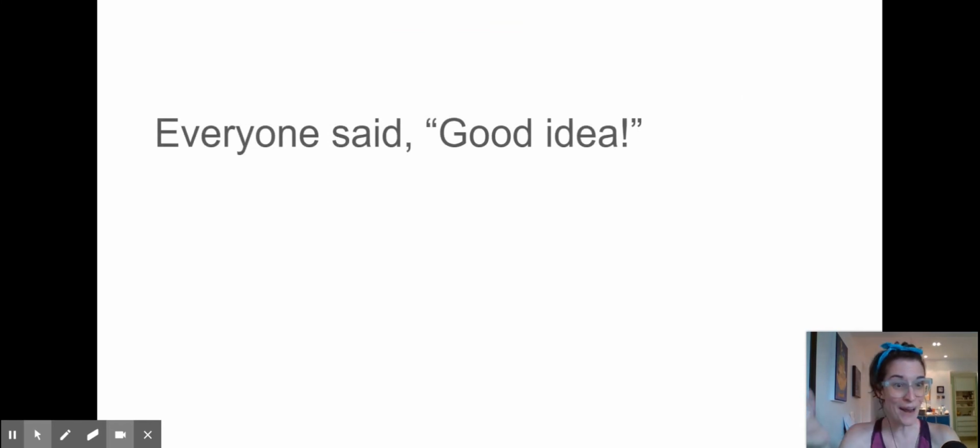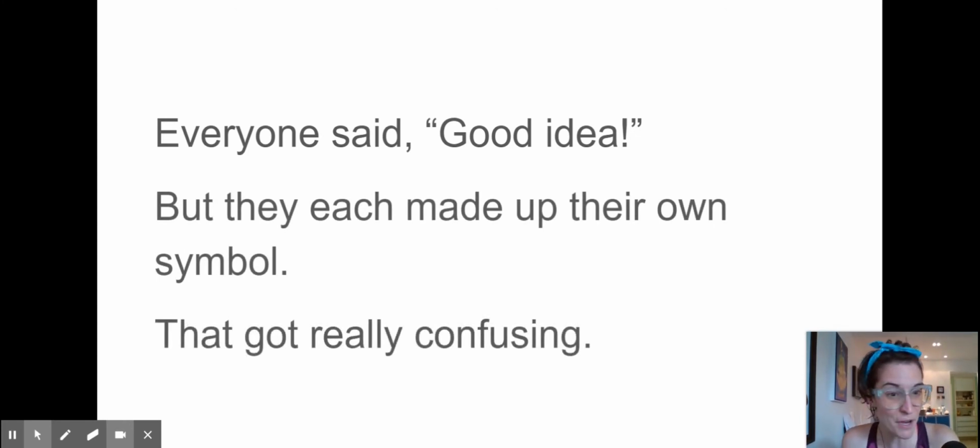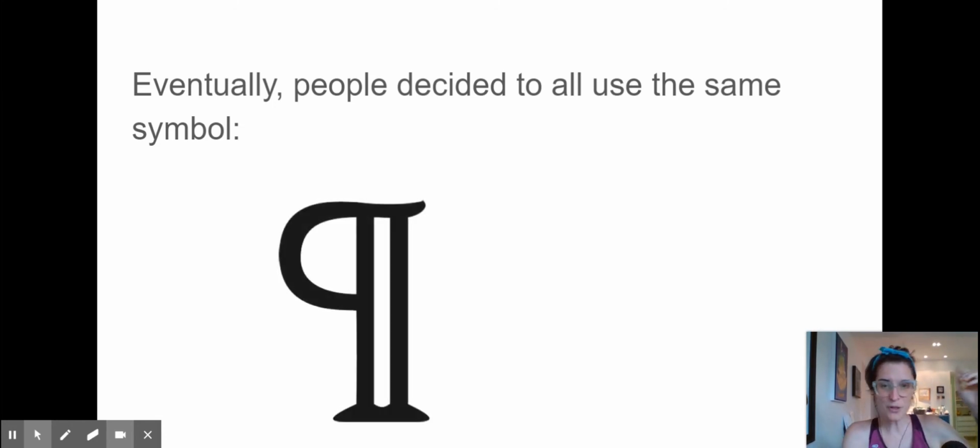So everyone said, great idea, use symbols. Make a little mark. But then everybody made up their own symbol. That got really confusing. You never knew what that symbol meant. Is it a squiggle? Is it a mistake? What is that? So eventually people said, okay, let's use the same symbol. Let's agree. And they came up with this guy.